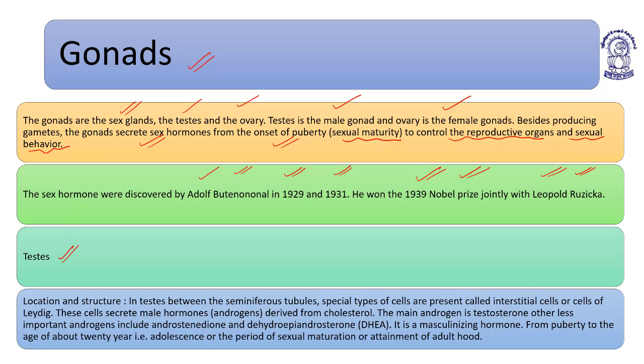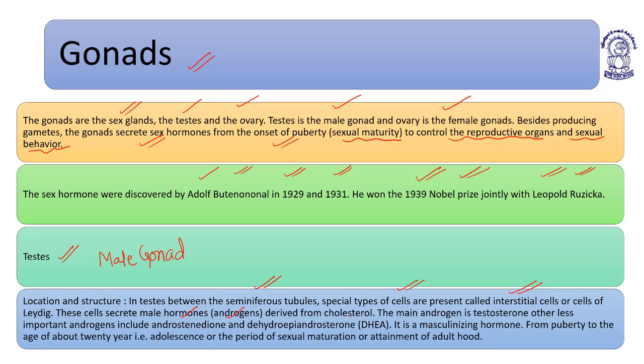Testis. Testis is the male gonad. It is located between the seminiferous tubules. In testis, between the seminiferous tubules, special types of cells are present, which are known as interstitial cells or the cells of Leydig. These cells secrete male hormones, androgens, and one of the most important androgens is testosterone.